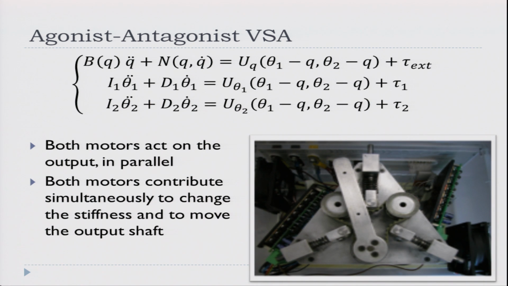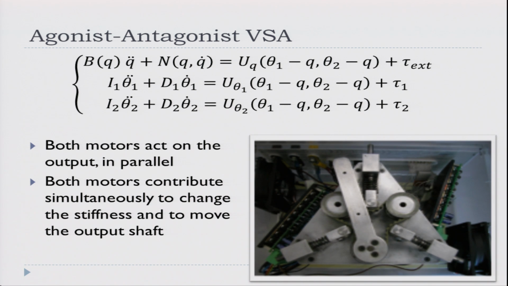Another type of variable stiffness actuator is the agonist-antagonist variable stiffness actuator. For example, here you see the VSA1 that also Alessandro showed before, in which you have two motors, one here and one here, which through a nonlinear transmission, which is made by this belt on which some springs act, moves the link here.